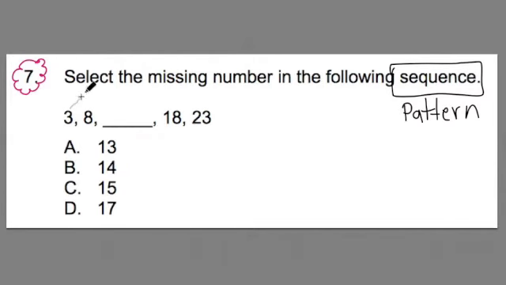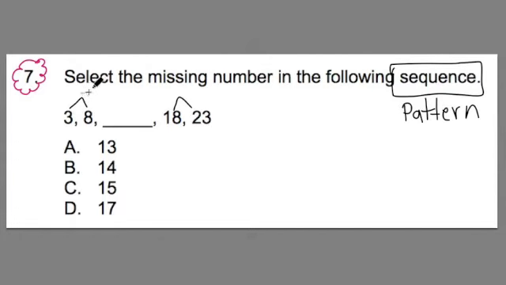Well, how are you going from 3 to 8? What are you doing to that 3? And I want to make sure that it's the same for all terms. So this term here, I'm going to do the same thing to the 18 to the 23. Okay, well, you could add, subtract, multiply, divide, or do some sort of combination of those operations. But let's stick with something simple first.